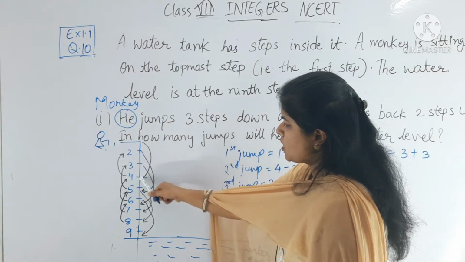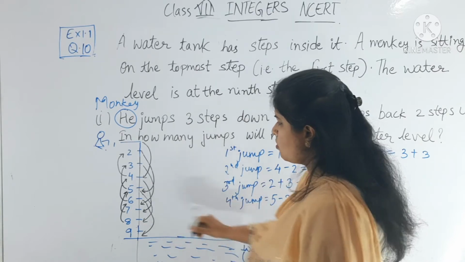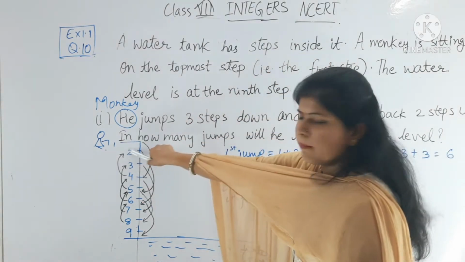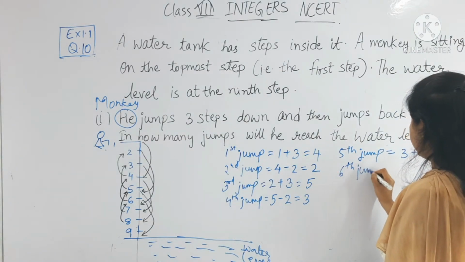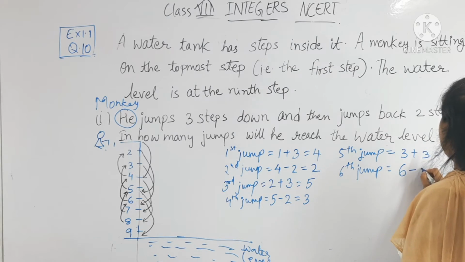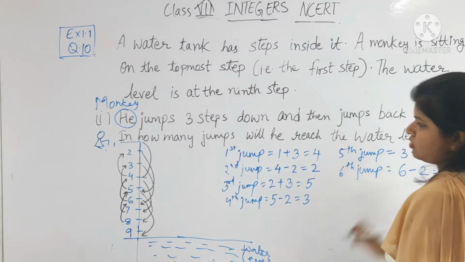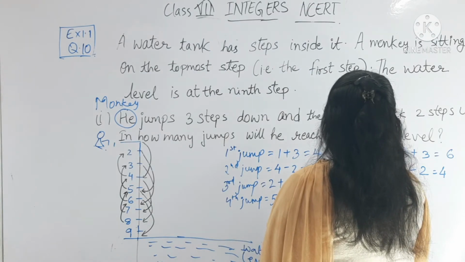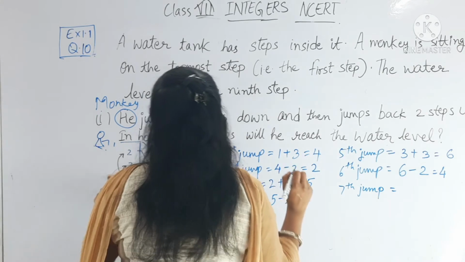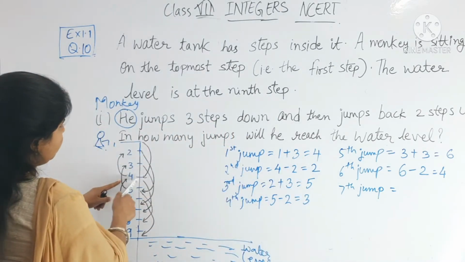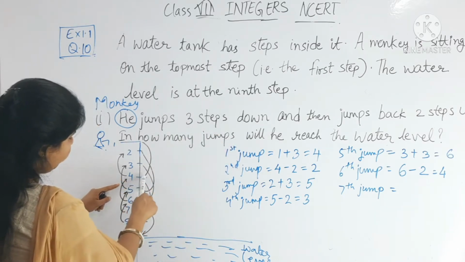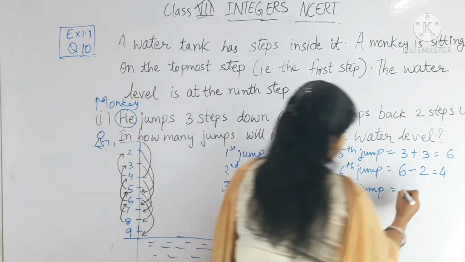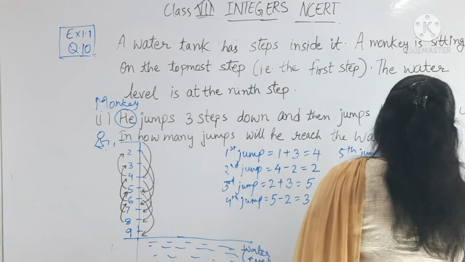3 plus 3, 1, 2, 3, he goes to the sixth step. From here he jumps back two steps up. So in the sixth jump he will go 6 minus 2, which is 4. Now again he is back on the fourth step. Now in the seventh jump, where will he go? He is on the fourth step. Now he jumps three steps down again: 1, 2, 3, so 7. 4 plus 3, that is the seventh step.